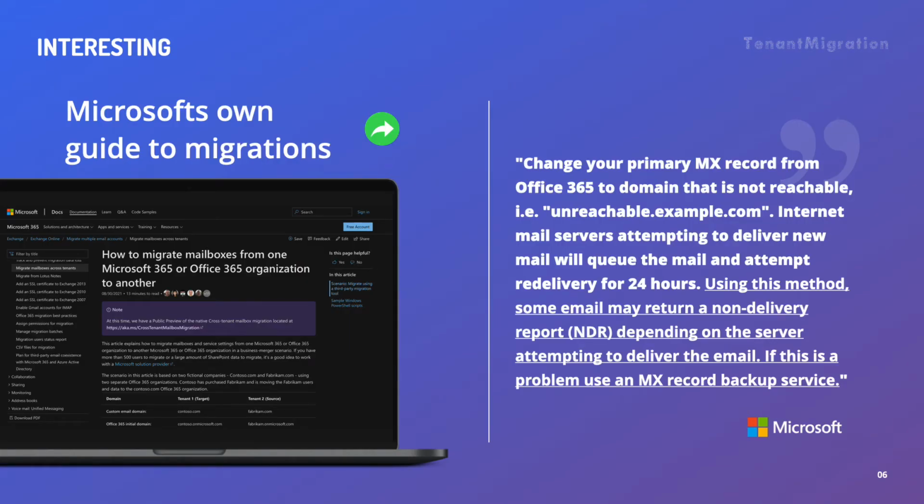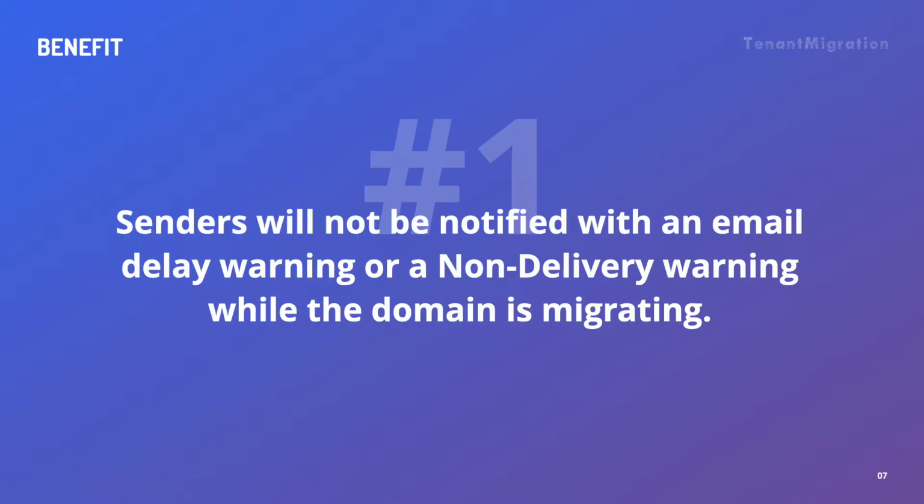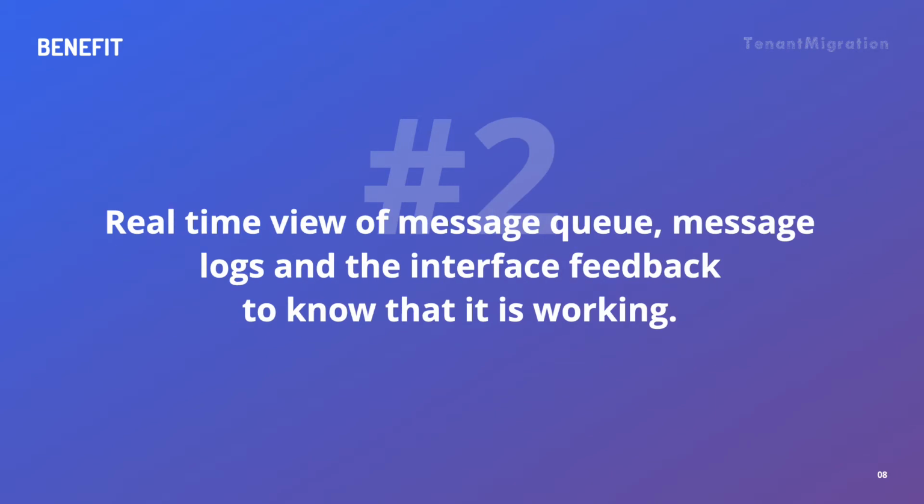Microsoft's own guide to migration says you should point it to unreachable.example.com, but they say you might be sending non-delivery reports, basically called NDRs, and that you should be using some sort of MX record backup service, and that's exactly what we provide. We are that backup service to queue your emails. Because of this, senders will not be notified of NDRs. They won't know that the domain is being migrated. As far as they are concerned, the message has been delivered and no errors will be sent to them.